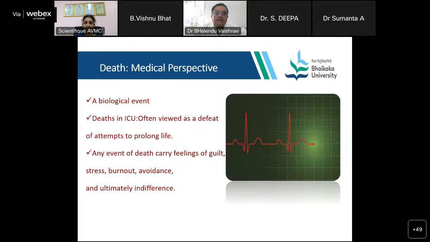Any event of death will carry feelings of guilt, stress, burnout, followed by avoidance and ultimately indifference. I mean, all of us have passed through all these stages. We know that when we are first year residents or fresh graduates, we feel guilt, a lot of stress. After a few years of practice, it leads to burnout. Then silently avoidance creeps in, and then indifference becomes our nature. It is so painfully true, but it happens.